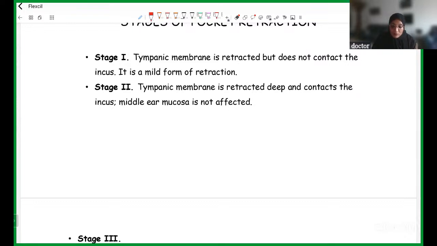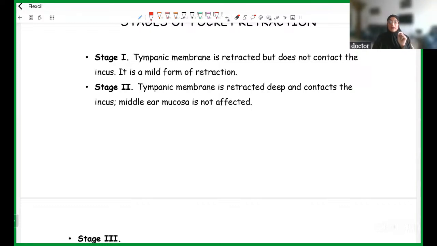Now, type 2 is when the tympanic membrane is retracted deep and it will contact the incus. So if it is contacting the incus, it is known as type 2 retraction pocket.